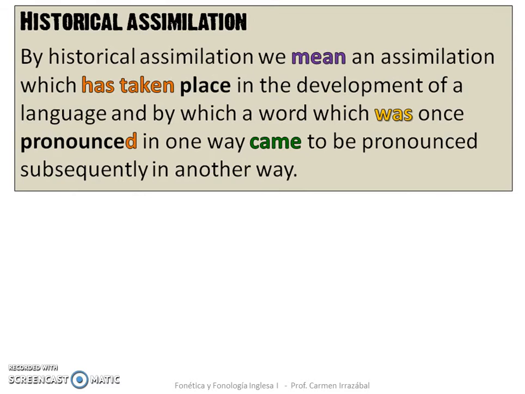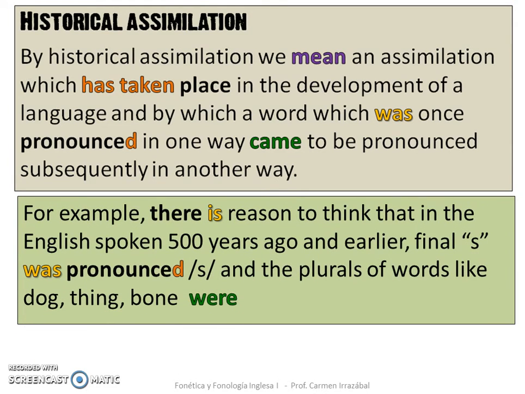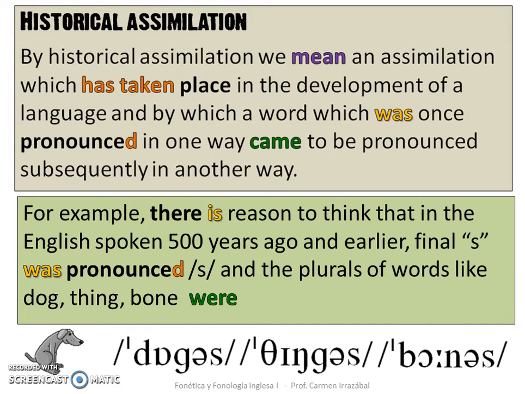By historical assimilation, we mean an assimilation which has taken place in the development of a language, and by which a word which was once pronounced in one way came to be pronounced subsequently in another way. For example, there's reason to think that in the English spoken 500 years ago and earlier, the final S in the plurals of nouns, like dog, thing, and bone, was pronounced with the voiceless alveolar fricative sound, their pronunciation being doges, thinges, bones.